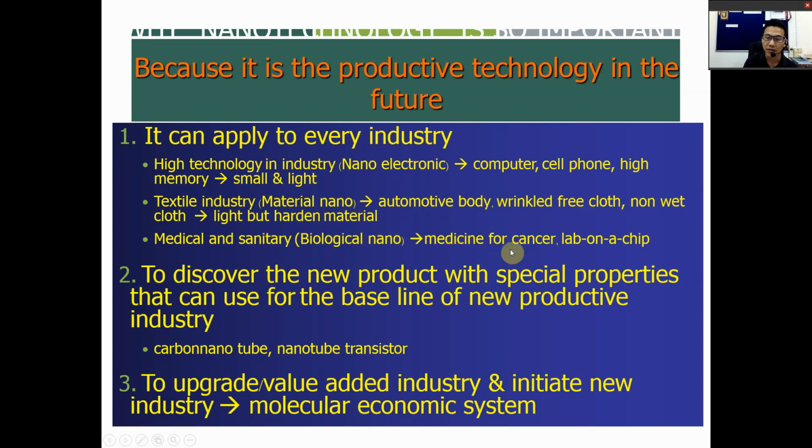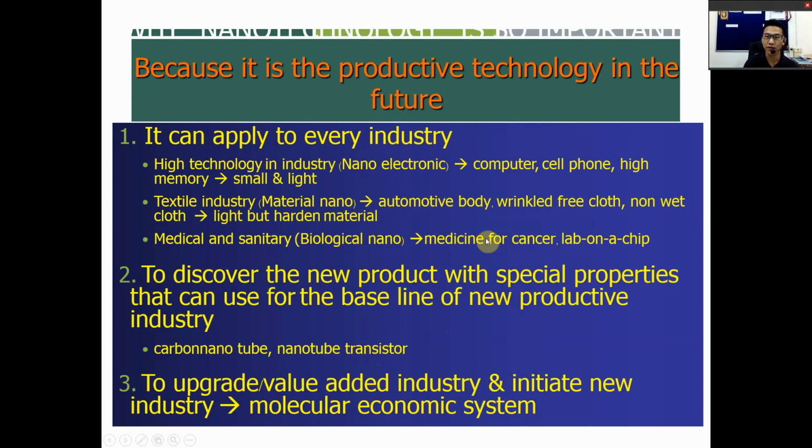So you can create medical treatment for cancer and lab on a chip, something like that. The second one is to discover new products with special properties that can be used as the baseline of a new productive industry, like the carbon nanotube transistor. This is like a carrier, or a key to open a new room or a new world. The third one is to upgrade the value-added industry and initiate a new industry, like a molecular economic system.